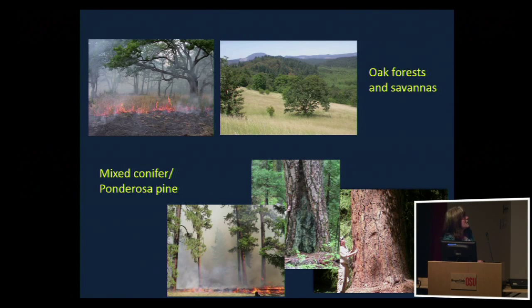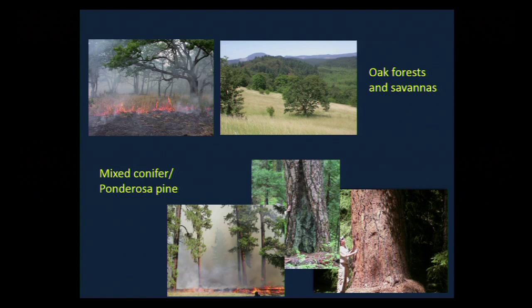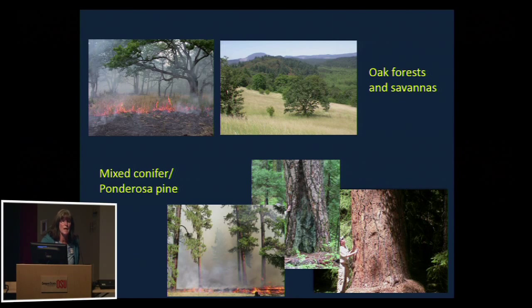So this is just an example of a couple of the types. So this is a photo of Oregon white oak savanna in the Willamette Valley. And some examples from mixed conifer and ponderosa pine. I want to mention that these two photos actually come from the Jims Creek area on the south end of the Willamette National Forest. So yes, we do have drier forests, even in the central Western Cascades.